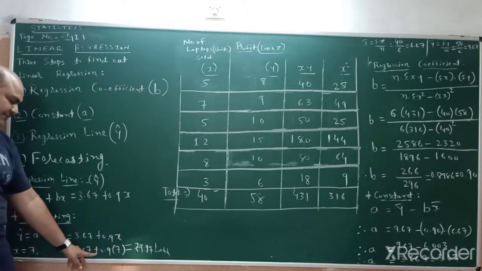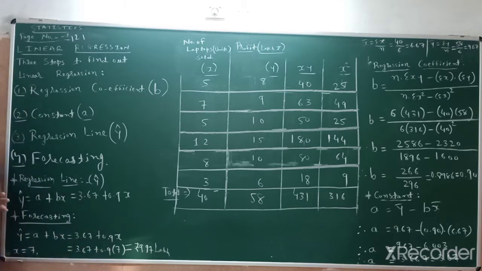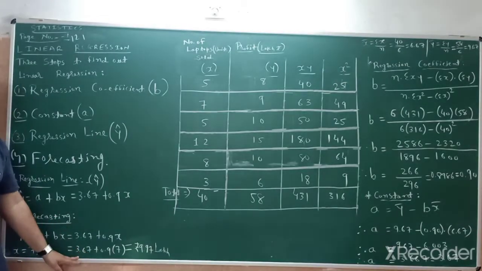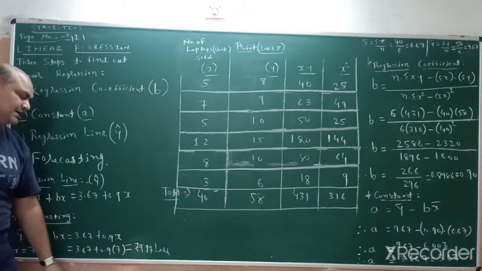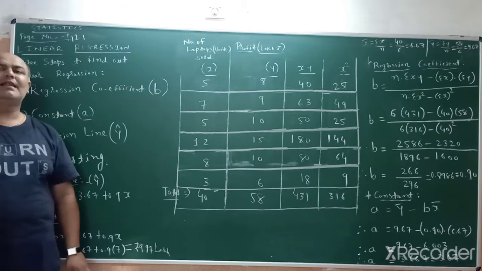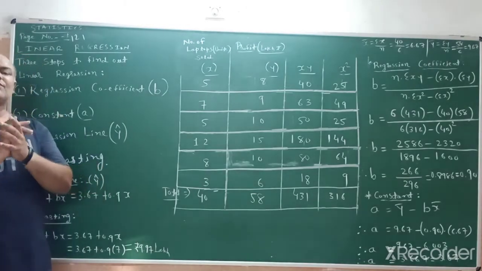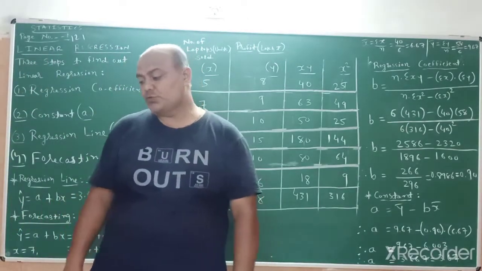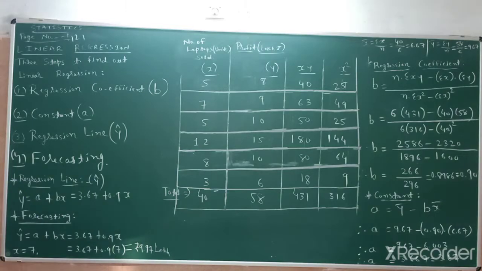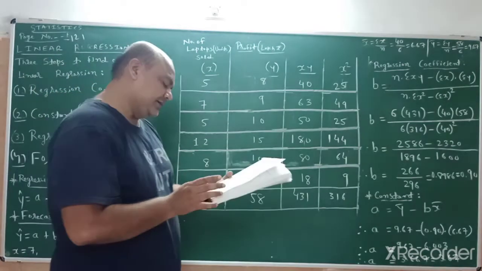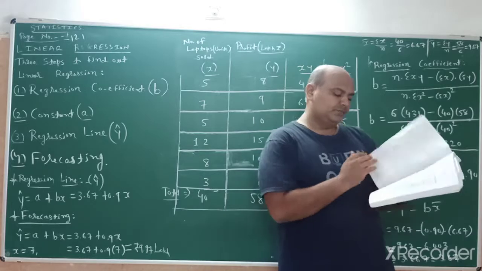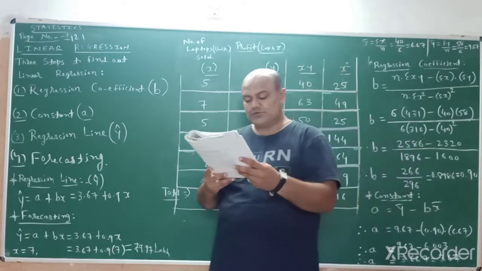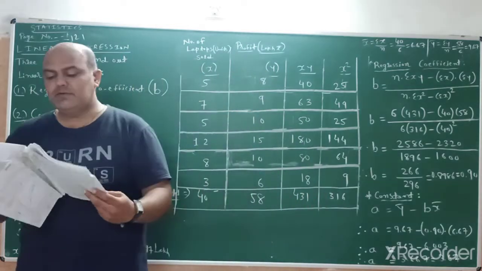So 3.67 plus 0.9 into 7, that is 6.3. 6.3 plus 3.67. The total is 9.97 lakh. Here is the final answer of our forecasting. To get the full marks, students, we have to write one sentence. As in the question they provide, when x is equal to 7, to find the error of x is equal to 7.